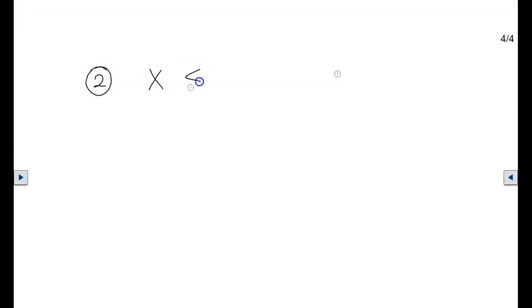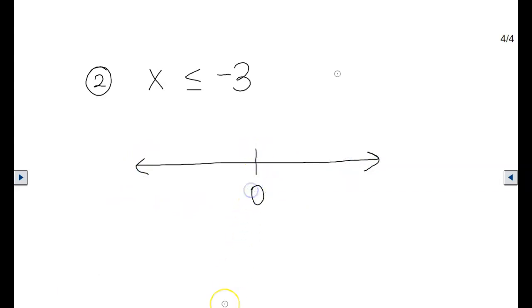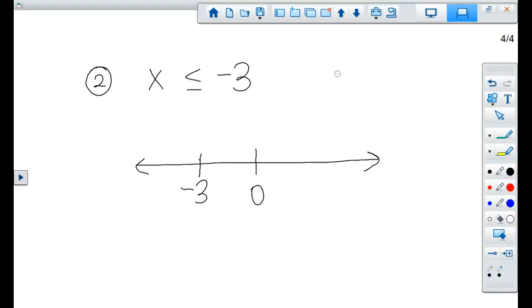Let's say we have x is less than or equal to a negative 3. Now again here, I'm not going to make my number line too terribly detailed. I'm going to put 0 on there for reference. Negative 3 I know would be to the left of 0, so I'm going to put negative 3 over there. Now, I want to represent this inequality with my number line. So the first question is, on negative 3, do I put an open circle or a closed circle?